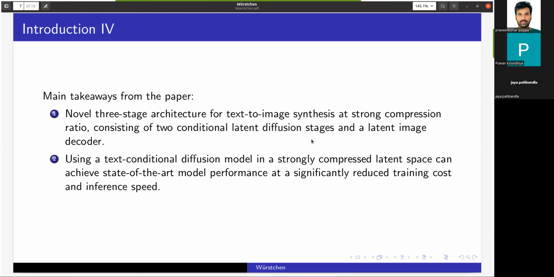So the main takeaways from the paper is it has a novel three-stage architecture in order to obtain very extremely compact representation, as well as to facilitate training with very low compute power. And then it uses a text-conditional diffusion model in a very strongly compressed latent space that can achieve state-of-the-art model performance at a significantly reduced training cost and inference speed.